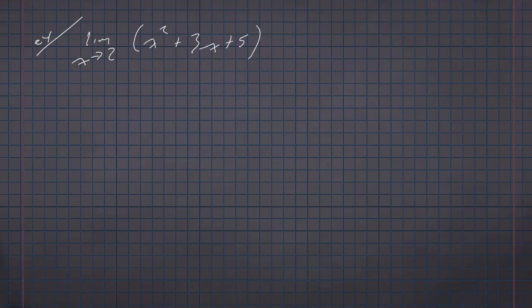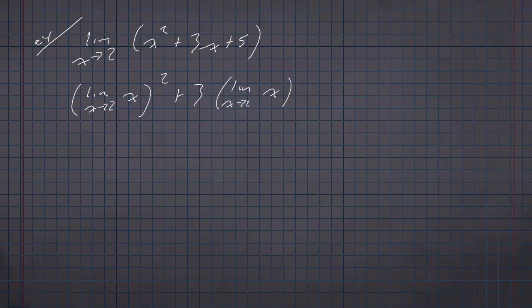For example, if I want the limit as x goes to 2 of x squared plus 3x plus 5, well, it's going to be the limit as x goes to 2 of x squared plus 3 times the limit as x goes to 2 of x plus the limit as x goes to 2 of 5, right? Use linearity, then use the power rule that we just talked about. And the limit as x goes to 2 of x is 2, so we have 2 squared plus 3 times 2 plus 5.